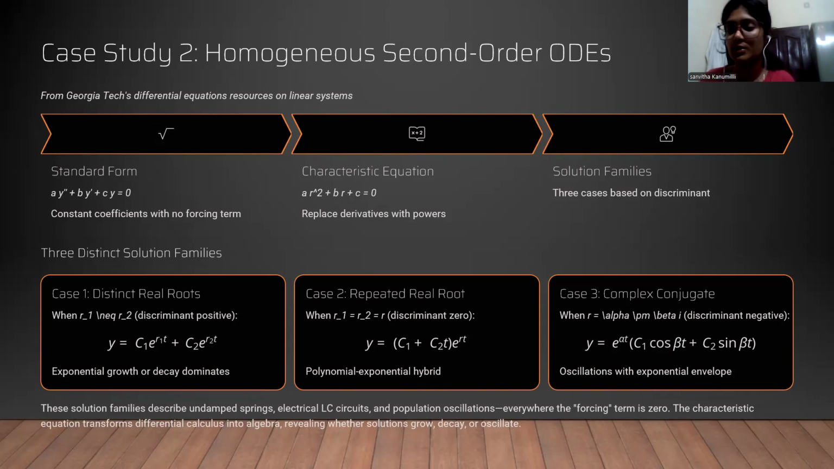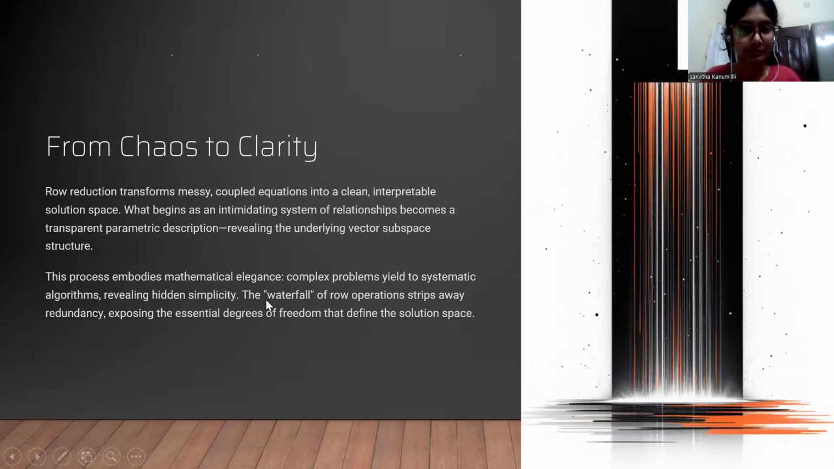Everywhere the forcing term is 0. The characteristic equation transforms differential calculus into algebra, revealing whether solutions grow, decay, or oscillate. And from chaos to clarity: row reduction transforms messy, coupled equations into a clean, interpretable solution space. What begins as an intimidating system of relationships becomes a transparent parametric description, revealing underlying vector subspace structure.